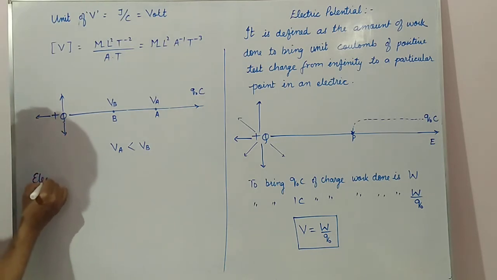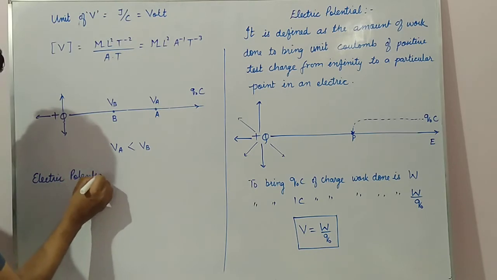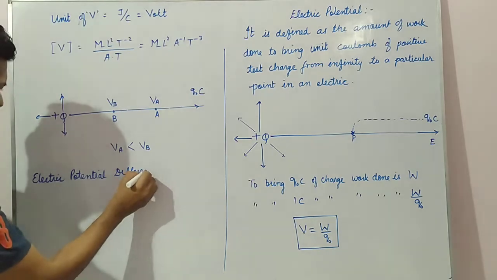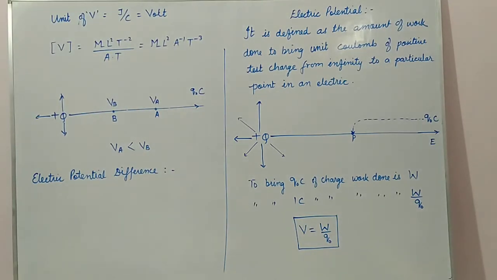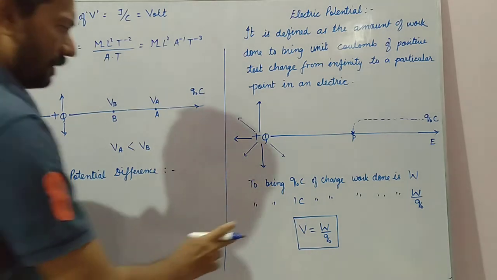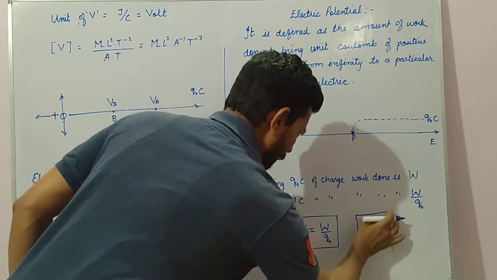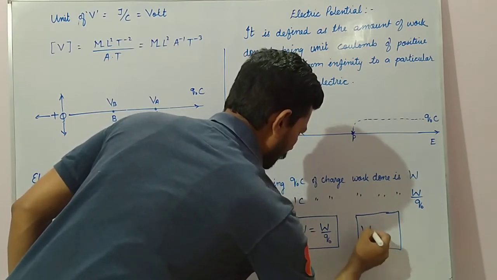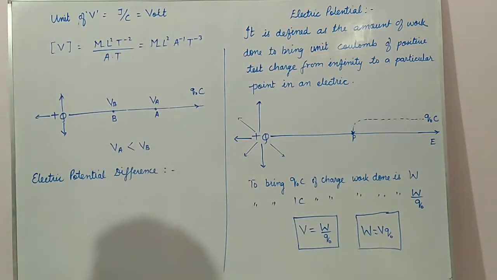Now see here, electric potential difference. One more point to remember here: V equal to W by Q naught. So you can also write work done W equal to V into Q naught. Now what is electric potential difference?